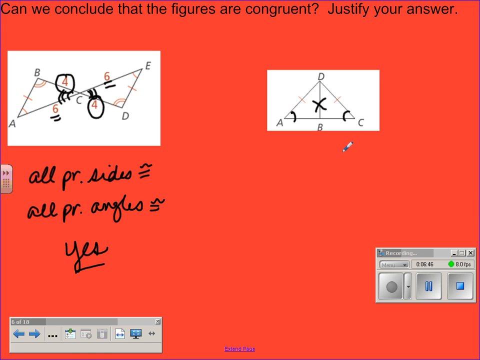So, do I have enough information? No, there's no way I'm going to get the rest of these angles and sides to be equal. And I can't conjecture anything about B. I mean, they look like 90-degree angles, but we can't assume any of that. So therefore, can I figure that they're congruent? No, we just don't have enough information at this time.